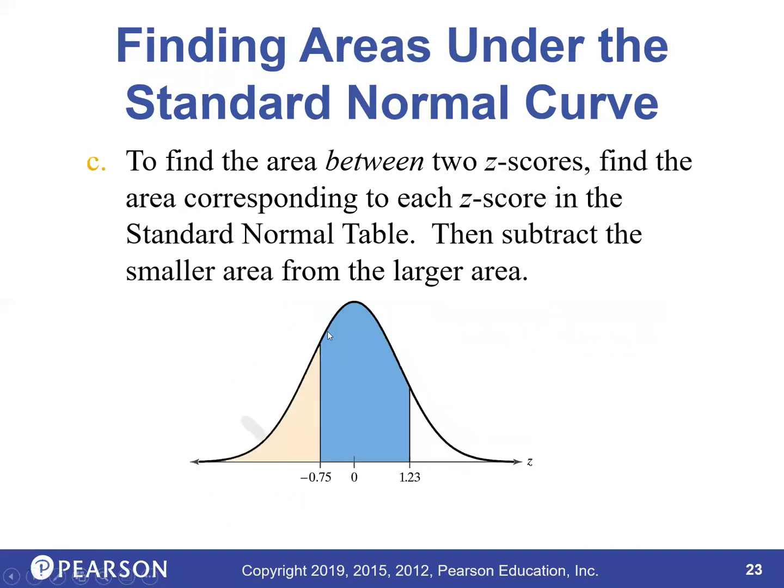Tell me now, can you find for me the area between 2 z-scores? I need to know the area right here. I need to know the area that is between negative 0.75 and 1.23. I need to know that area there. Okay, by calculator. Oh no, let's do it the old way first. Let's go by table.